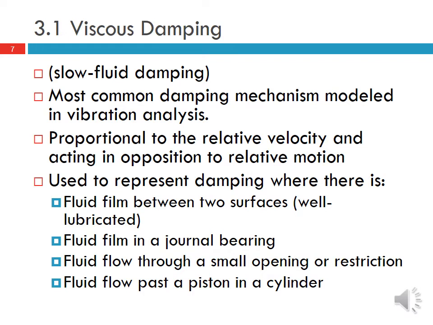And then viscous damping is the most common damping mechanism modeled in vibration analysis. The damping force is proportional to the relative velocity, and it acts in opposition to the relative motion. So it's used to represent damping where there is a fluid film, like between two well lubricated surfaces, a fluid film in a journal bearing, fluid flow through a small opening or restriction, or fluid past a piston in a cylinder.